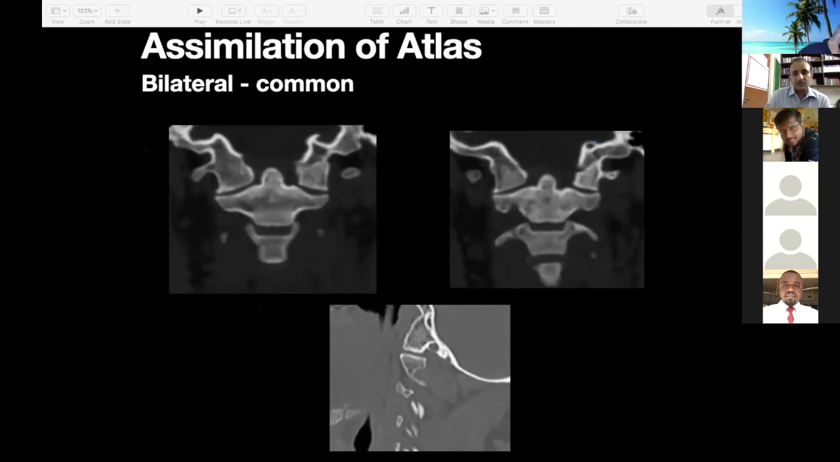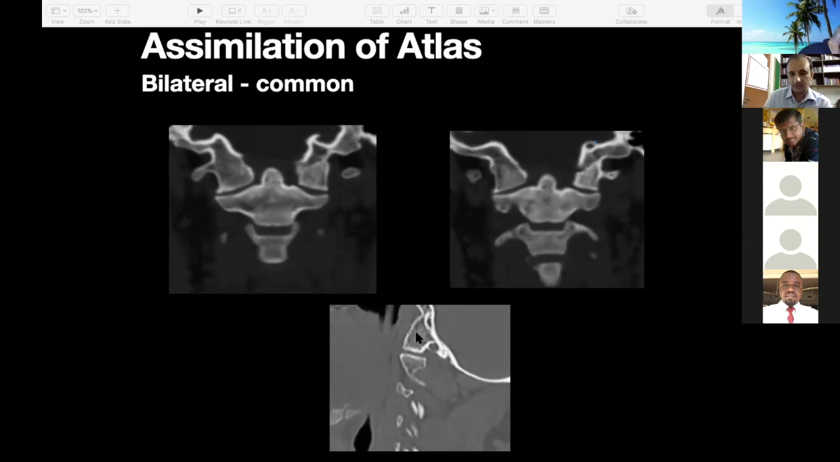So here again, this is a bilateral assimilation of the atlas. There is no joint. You see, this is the occiput coming here. The condyle would be here and the joints are fused. Similarly here, there are two different cuts, anterior and posterior wise. And again, here is a lateral assimilation where you don't see the OC1 joint.